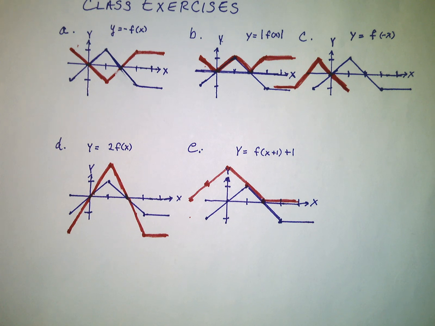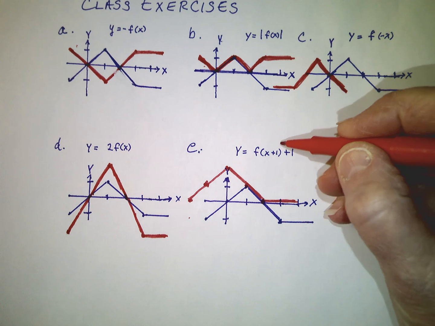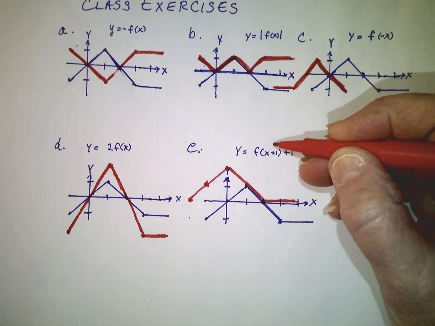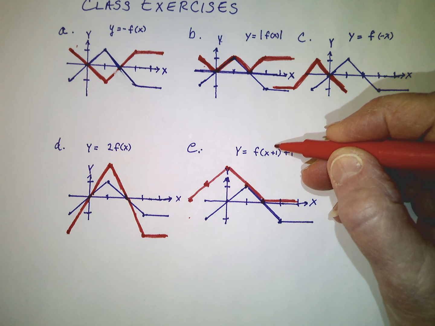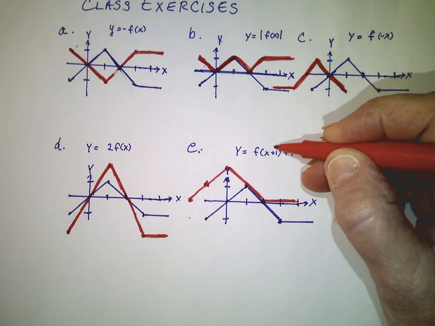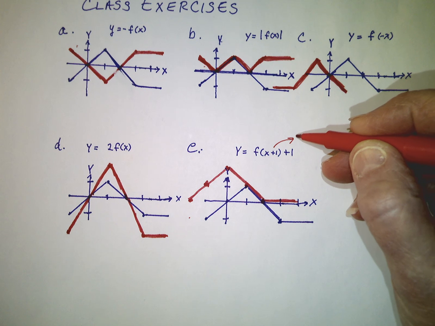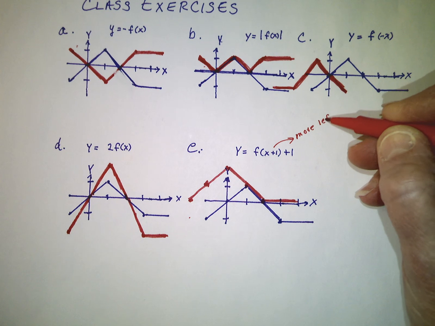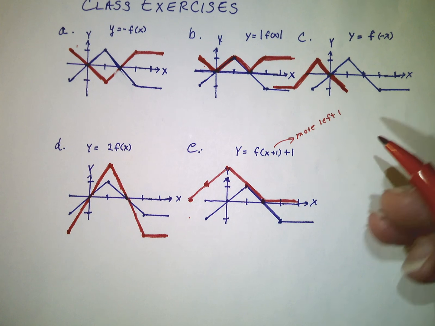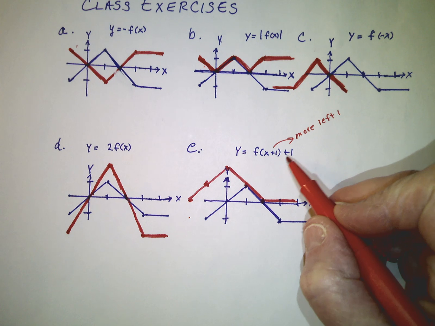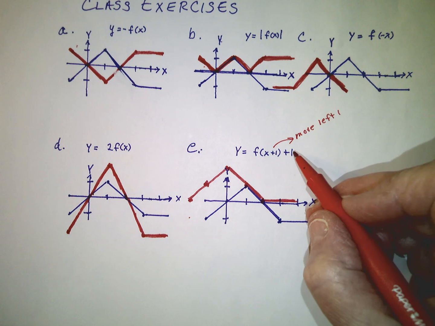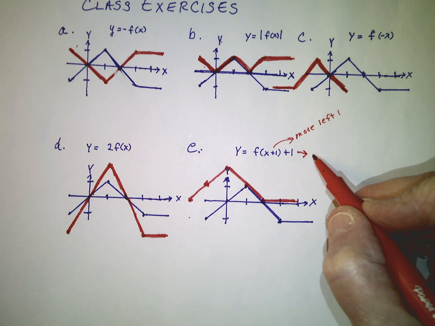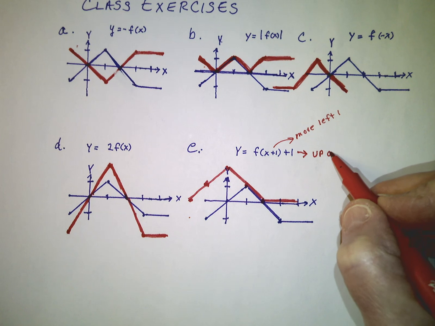Okay, now this one has 2 changes. The part in with the x is going to be the reverse of what you'd expect. So that would tell us to move it to the left 1. Instead of moving it right 1, move it left 1. The thing on the end that's outside the function, those affect the y values, so this is going to be what you'd expect. This is going to move everything up 1.